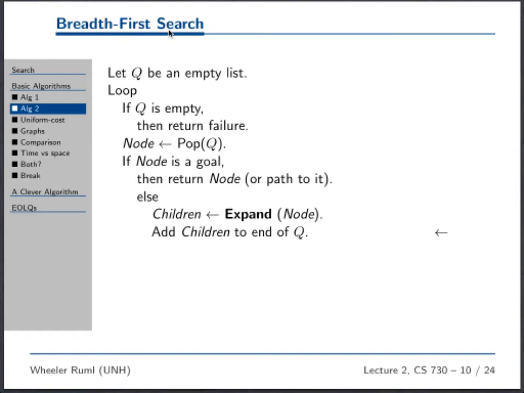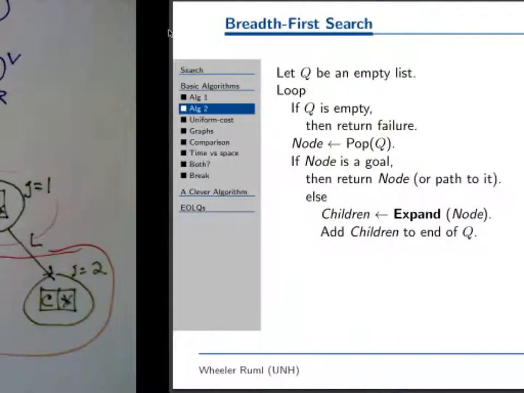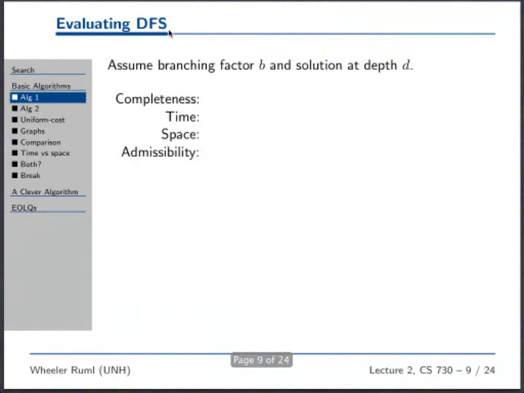Okay, before we get to breadth first search, though, let's just think for a sec. Is depth first search a complete planning algorithm? Completeness means an algorithm is complete if it returns a solution if a solution exists.